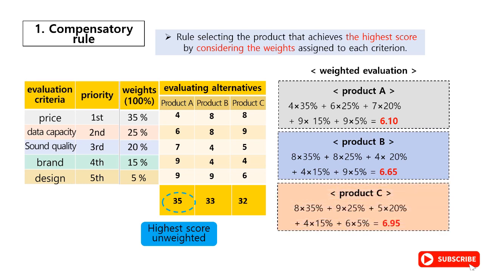For C, 8 points multiply 35% plus, 9 points multiply 25% plus, 5 points multiply 20% plus, 4 points multiply 15% plus, 6 points multiply 5% equals 6.95 points. Therefore, when applying the weights, C receives the highest score of 6.95, and A ranks third with a score of 6.10. According to the compensatory rule, C is selected.